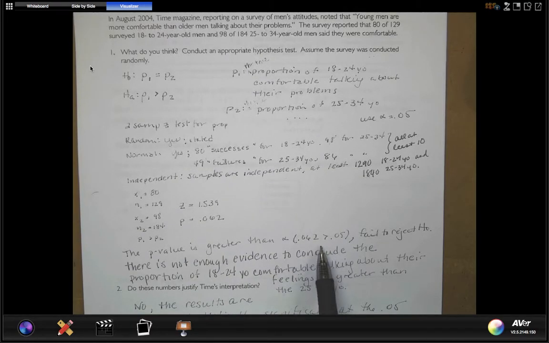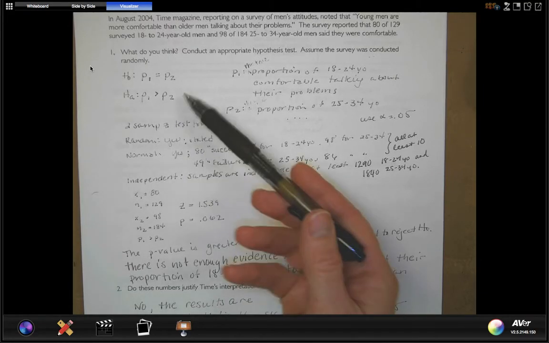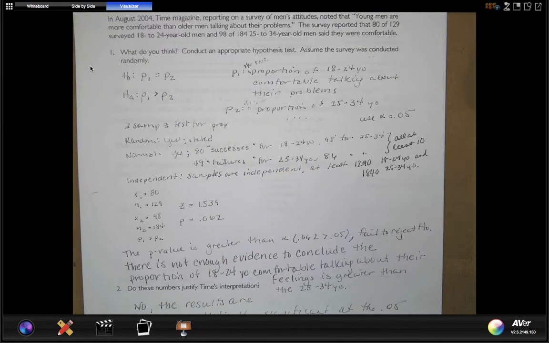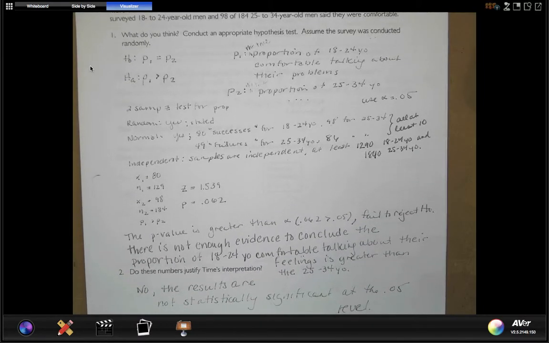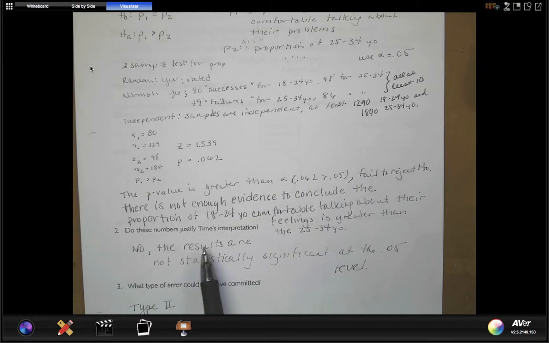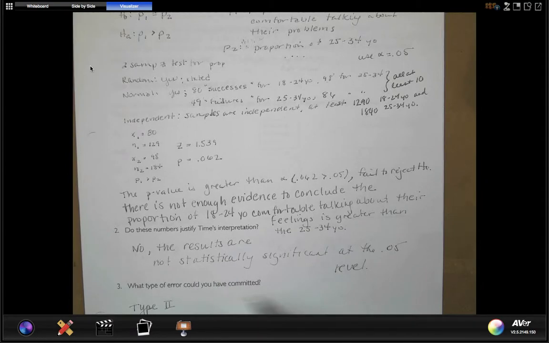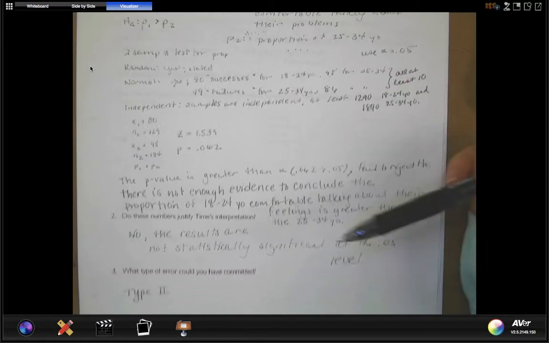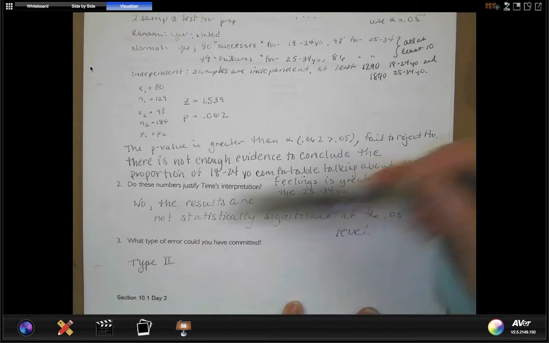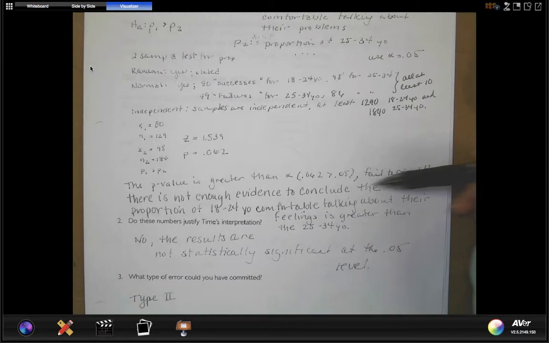P-value is greater than alpha. Fail to reject. There's not enough evidence to conclude, so if I'm not rejecting, I can't conclude that the proportion of 18 to 24-year-olds comfortable talking about their feelings is greater than the 25 to 34-year-olds. Do the numbers justify? So no, the results are not statistically significant. So, Time was saying that there was a difference. Here we're saying no. We could have committed a type 2 error because we failed to reject.